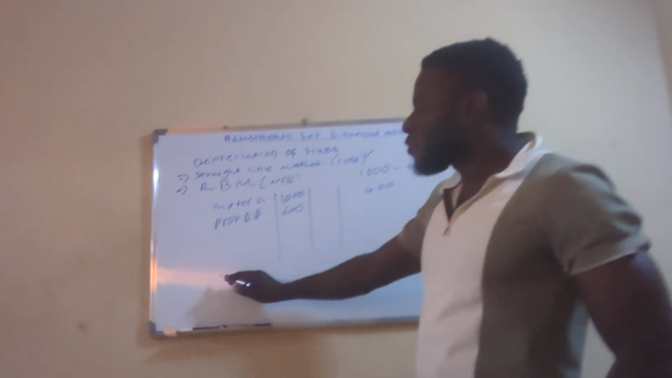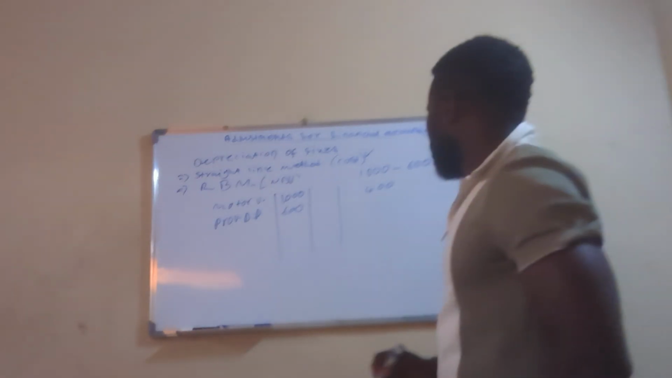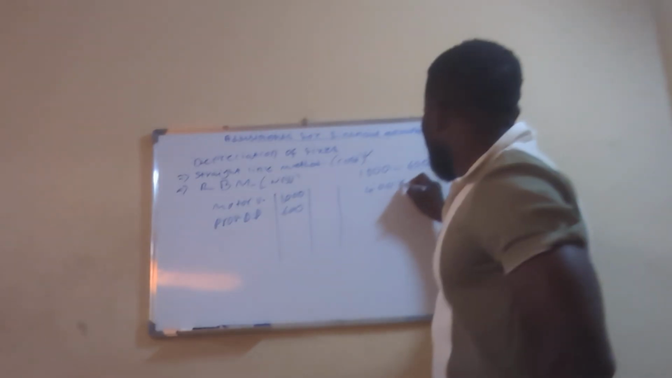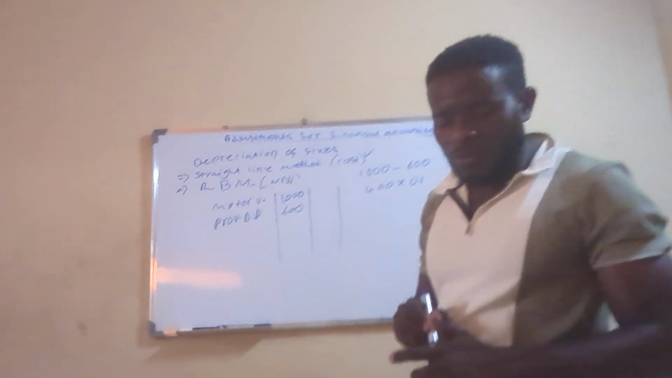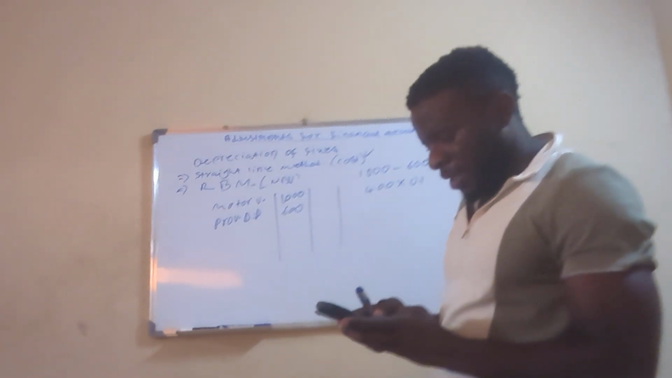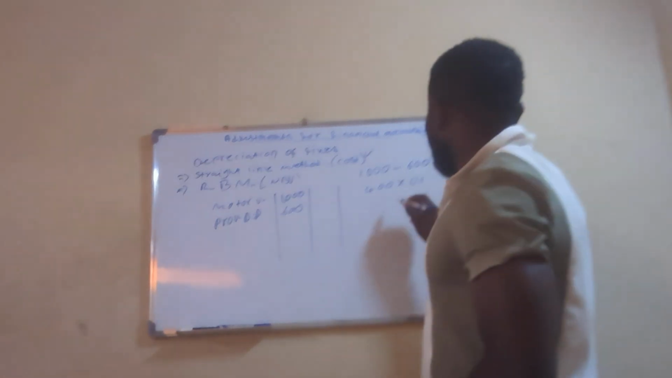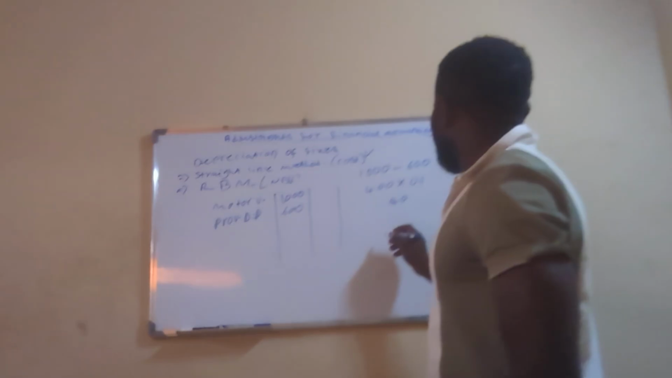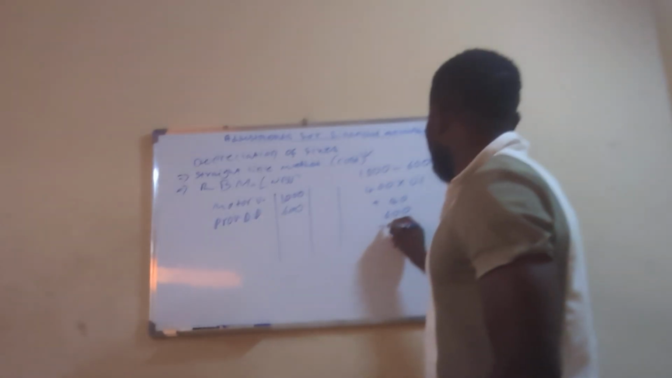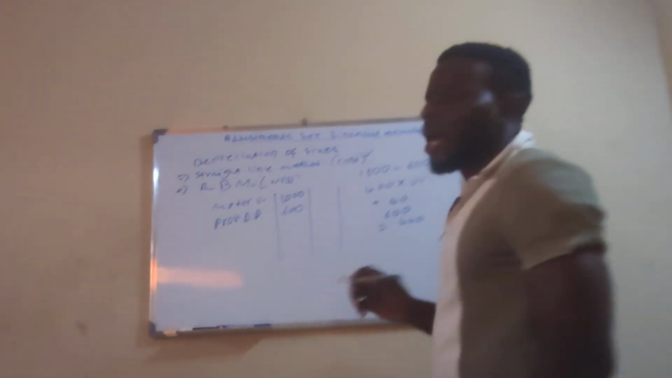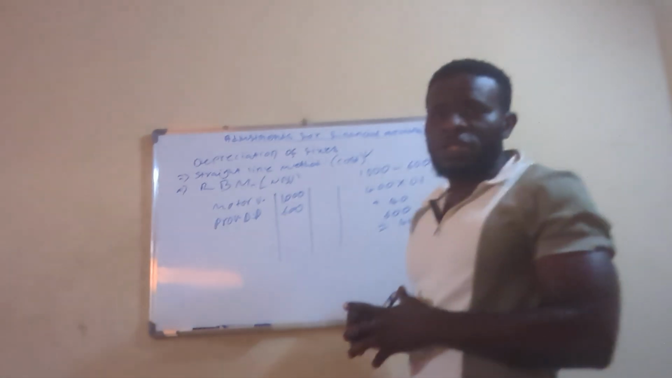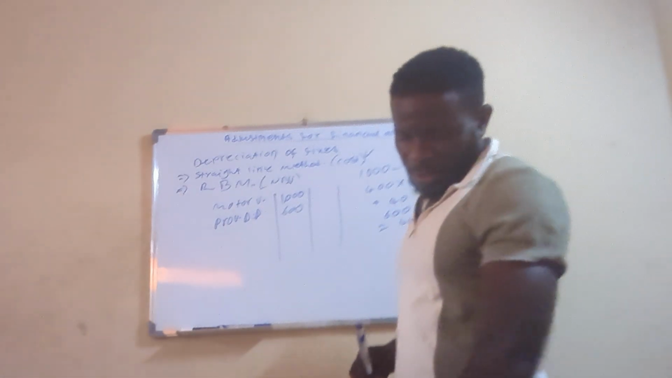Like in this case, we've been told that the depreciation is 10%. So we're going to get this 400 and multiply it by the 10% that we've been given. When we multiply 400 by 10%, we have 40. So this 40 is what is going to be added to our 600, and in total we have 640 as our accumulated depreciation. So this 40 is what is going to be our expense.